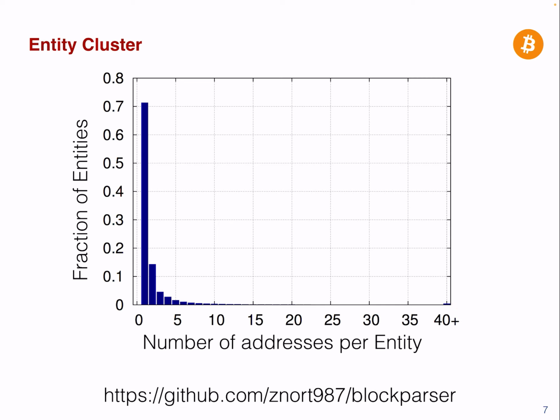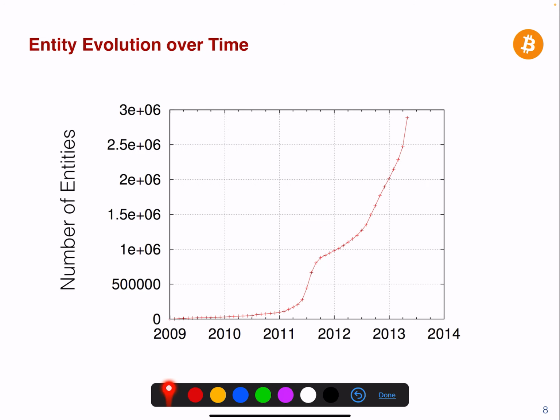If you want to perform such tracing for the Bitcoin blockchain, I can recommend this parser from GitHub. It's a C++ version that is very efficient. If you want to look at the number of entities over time, this is published work from 2014. You can see how the number of entities has grown over time in the Bitcoin network.